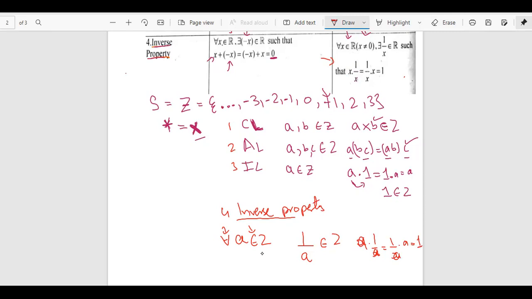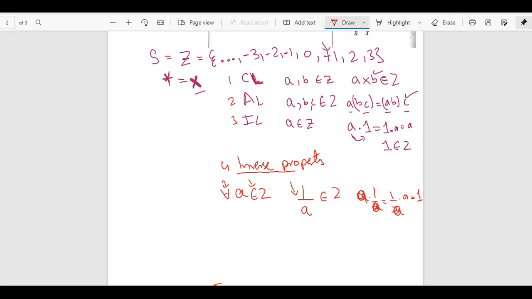Now, I know that I am talking about the set of integers, and I do not have 1 by A in integers. This should have been the case, but since 1 by A does not belong to Z, I have 1, 2, 3, and so on belonging to Z, but I do not have 1 by 2, I do not have 1 by 3 belonging to Z. Although I have 1 by 1, I have 0 by 1.